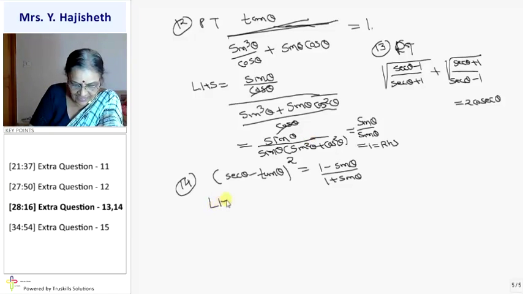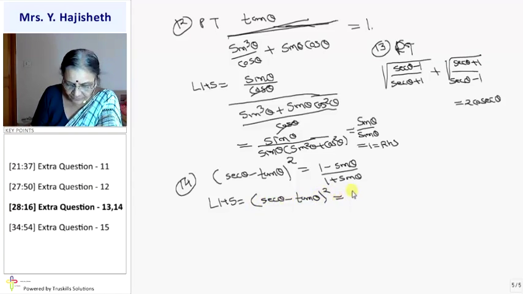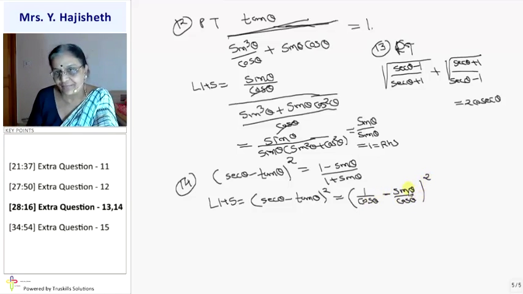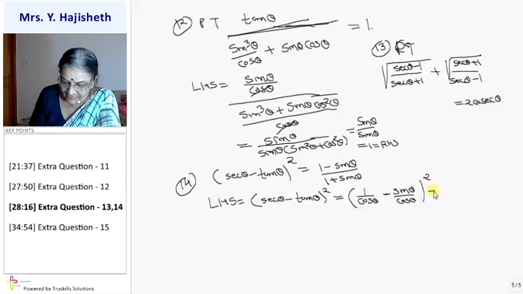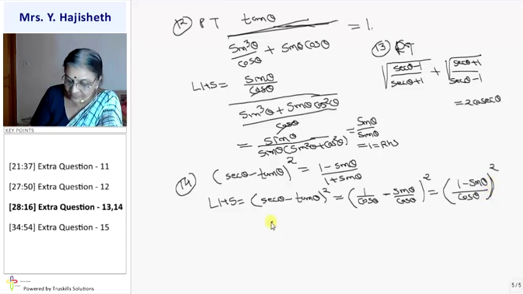Here I start with LHS, sum 14, (sec minus tan) whole square. For sec I write 1 by cos, and for tan I write sin by cos. Clear? Because here also I want to get my answer in terms of sin. So denominator LCM is cos theta, it is 1 minus sin theta. I think this type of sum we have done. It was given in the textbook. It is (1 minus sin theta) whole square upon cos square theta.